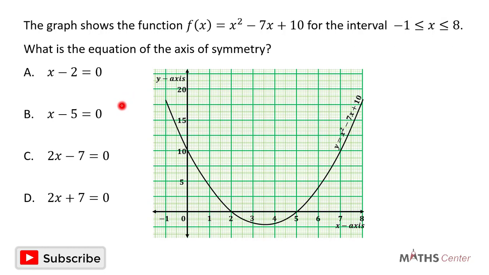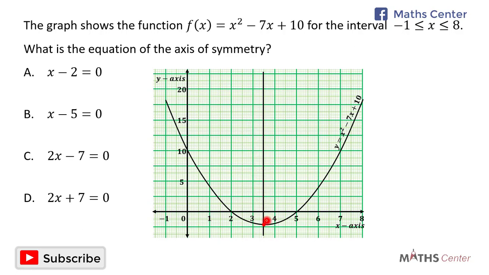the correct option. The axis of symmetry, or the line of symmetry, is the vertical line that passes through the turning point of the curve. From our graph sheet, we can see that the curve turns at this point. The axis of symmetry, or the line of symmetry, will be the vertical line that passes through this point, which is the turning point of the curve.